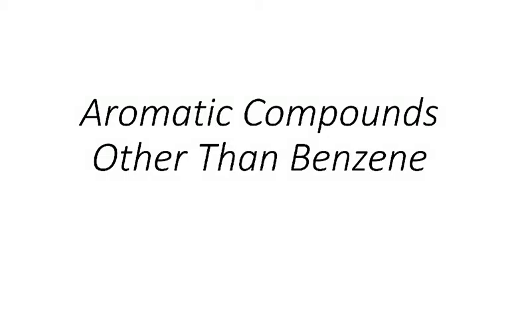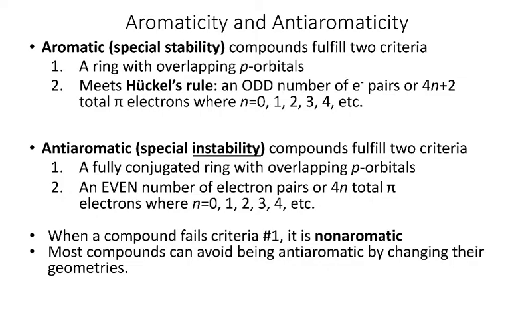In this video, we're going to talk about aromaticity in compounds other than benzene. Okay, so first a review on the requirements that need to be met in order for a compound to be aromatic. We need to have a ring with overlapping p orbitals, and then it also has to meet Hückel's rule. So the number of pi electrons, we either need an odd number of pi electron pairs, or what I usually use is the 4n plus 2 rule.